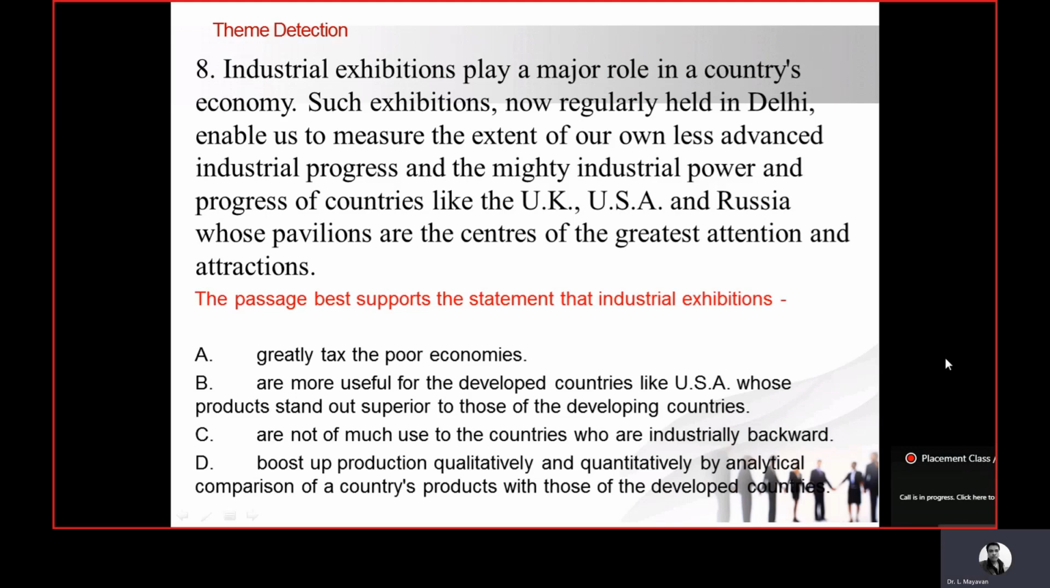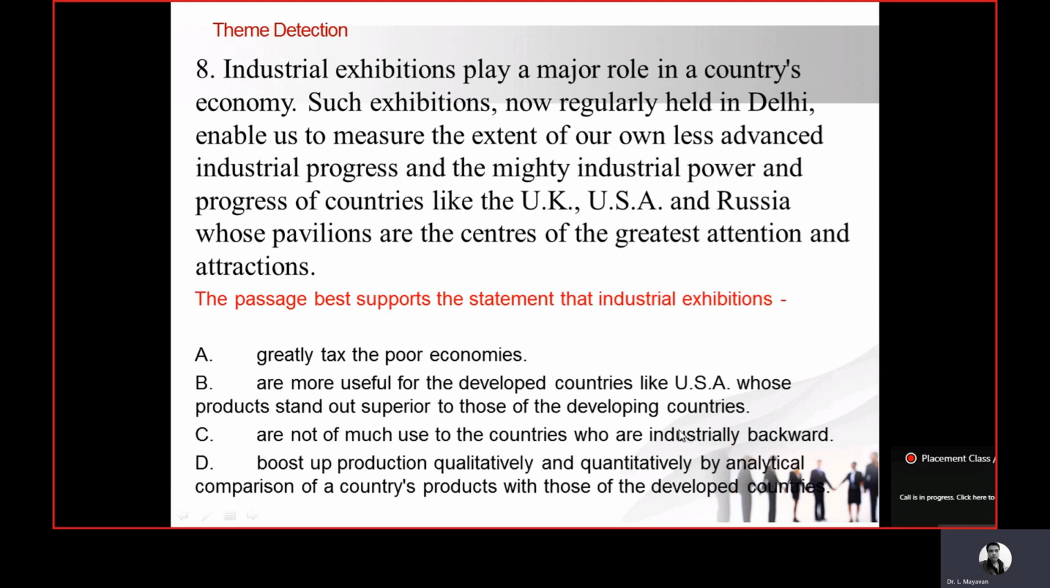Okay. Now the passage best supports the statement that industrial exhibitions greatly tax the poor economies. No, it is not there. It is not the right option. It is not the theme discussed in the passage. So industrial exhibitions are more useful for the developed countries like USA and whose products stand out superior to those of the developing countries. No, it is not the right option. And industrial exhibitions are not of much use to the countries who are industrially backward. It is also not the right option.